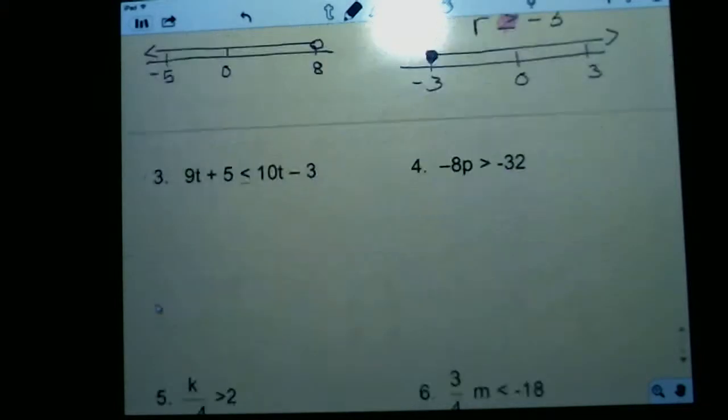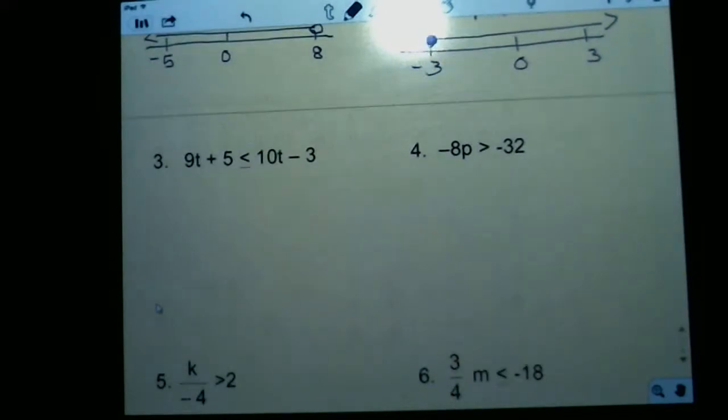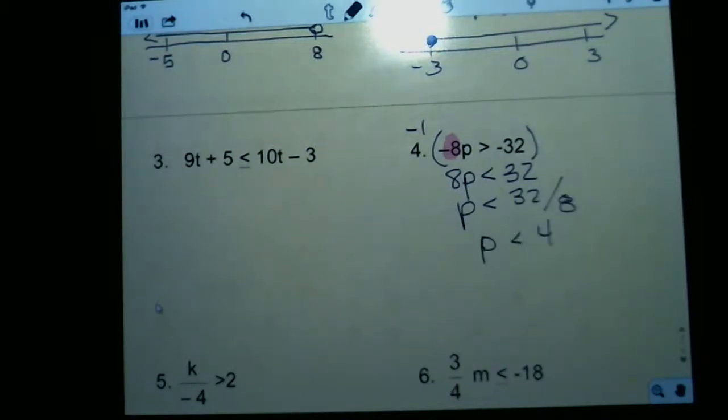All right, I'm going to skip down to number 4 for you. Let's take a look at this one. On this one, we are multiplying by a negative number. So what I want to do, so that it comes out to be a true statement, is multiply the whole thing by negative 1. So now I'm going to have 8p. That means I flip all of the signs, and I turn my inequality sign. And that negative 32 becomes a positive 32. Now I'm ready to solve it by saying p is less than 32 divided by 8. So p is less than 4.